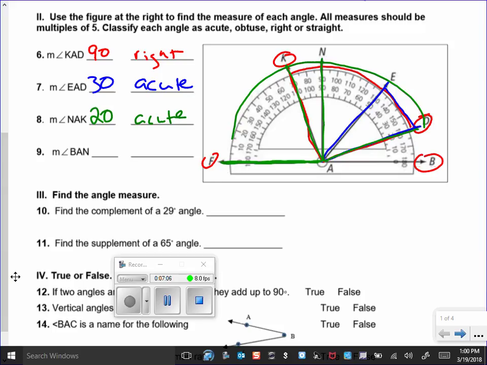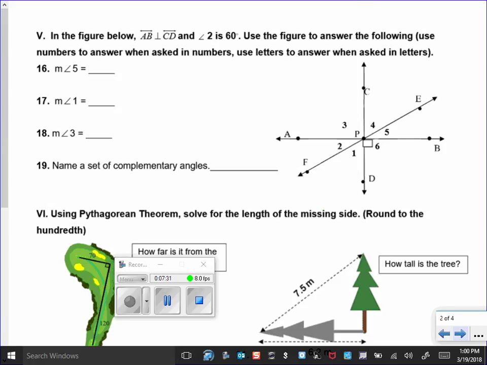All right, let's keep going. Complement: if you want to find the complement to an angle, it's just saying the angle plus 29 would equal 90 degrees, because remember, complementary angles add up to 90. And then the same for supplementary. N plus 65 would equal 180. You guys can do that work. Now it's just a one-step equation. I have faith in you to be able to do that.